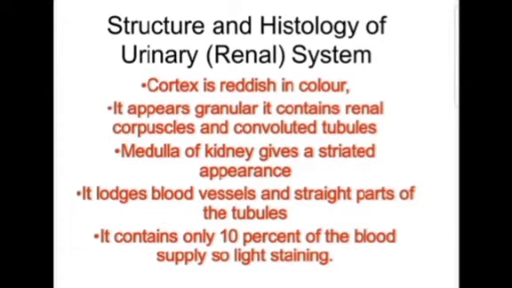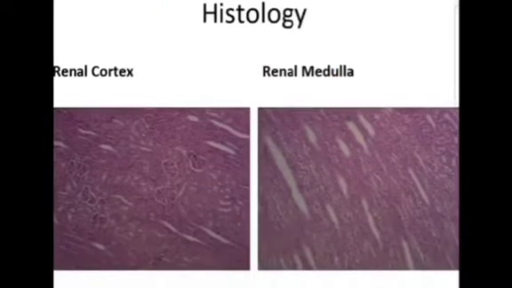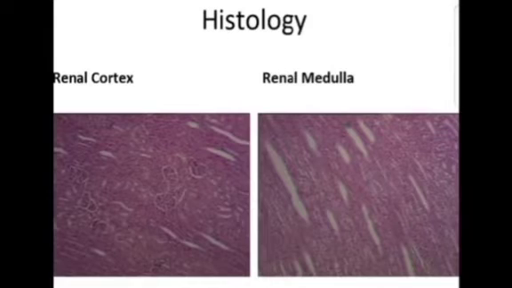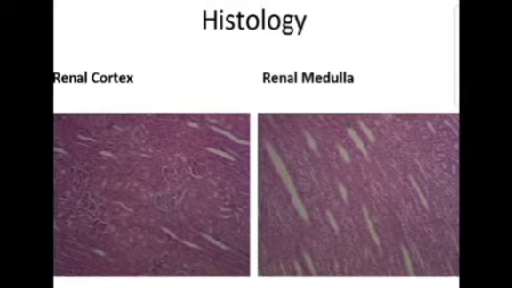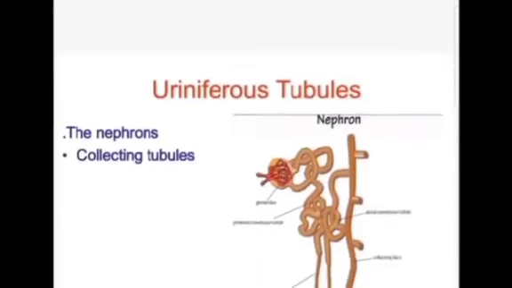It lodges the blood vessels and straight parts of the tubules, and it contains only 10% of the blood supply, so there is light staining as compared to the cortex, which is having 90% of the blood vessels. So this is the renal cortex and this is the medulla. You can compare the histological pictures. This is the renal cortex, this is the renal medulla.